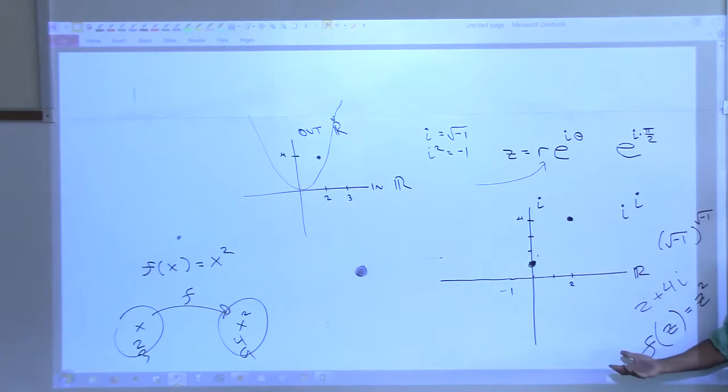Unless somebody can visualize 4-dimensional space. Yeah, what's the 4th dimension? So we live in 3-dimensional physical space, right? Usually we talk about time as being the fourth dimension.